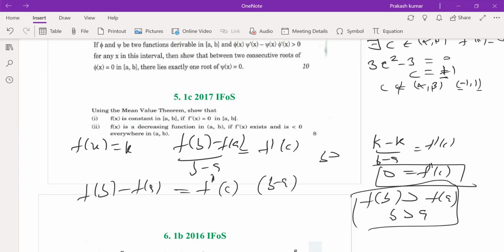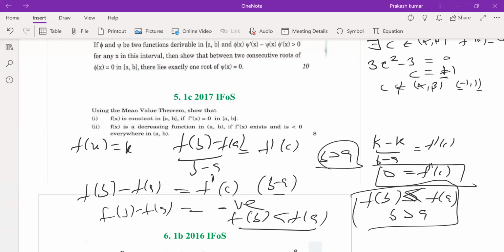Now if I take b greater than a, then b minus a is positive, and f' is negative, so this will be negative. This f(b) minus f(a) is negative, it means that f(b) is less than f(a). It means that the function is decreasing. Similarly, if I take b less than a, then the situation will change. So you can easily prove that it is a decreasing function using Lagrange's mean value theorem. You just have to apply the formula and some logic, and you can do this.